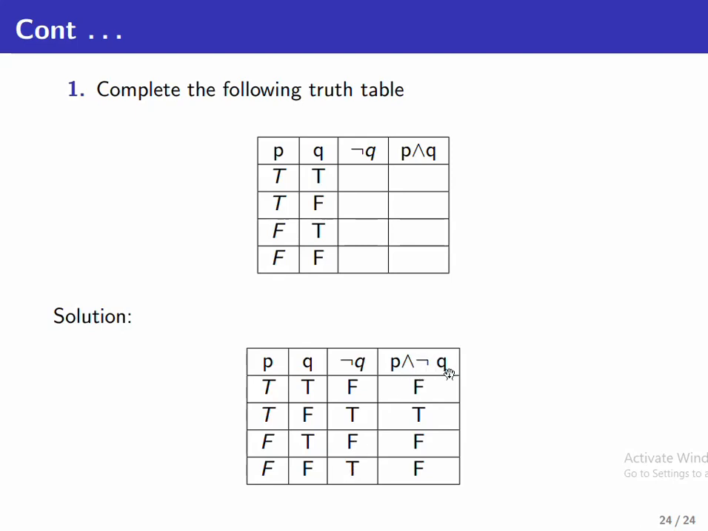And P and negation Q: P is here, and negation Q is here. Therefore P and negation Q is true only if P is true and negation Q is true. So we look for rows where P is true and negation Q is true, then it becomes true, otherwise all are false. Therefore: true and false is false, true and true is true, false and false is false, false and true is false. Thanks for watching, and we will proceed to the next parts.